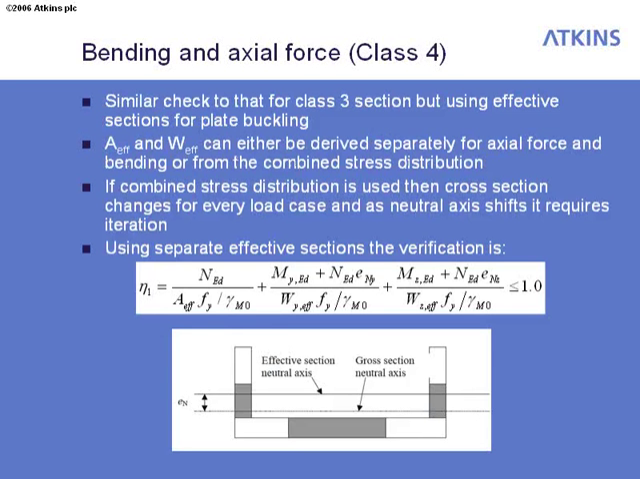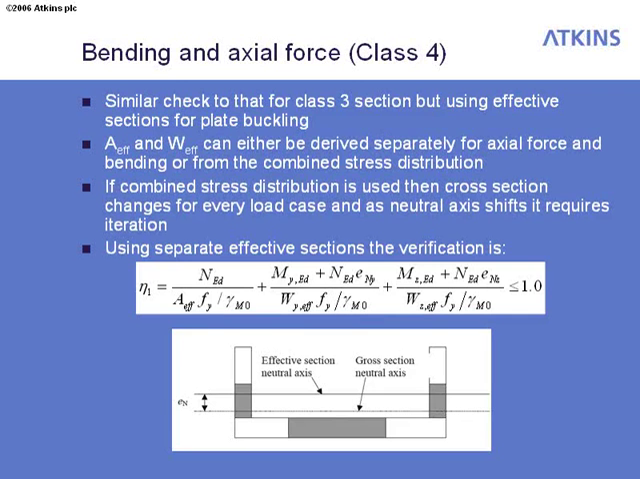If you've got a class 4 cross-section, these are treated in a very similar way to class 3 sections, but you use the effective section for the plate buckling. Your effective area and section modulus can be derived separately for the axial force and bending, or they can be derived for the combined stress distribution. If you are deriving it from the combined stress distribution, it will typically not be very practical, as it will require recalculation of the section properties for every different load case that you've got, and it basically means that you'll have to do quite a lot of iteration.